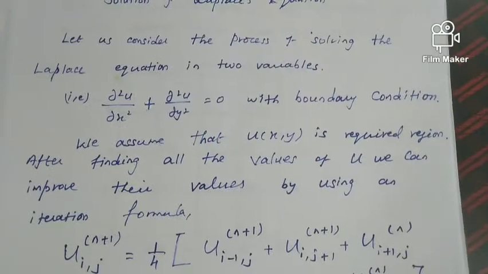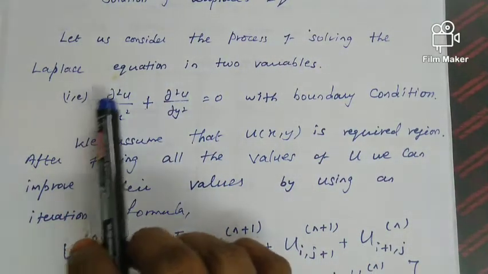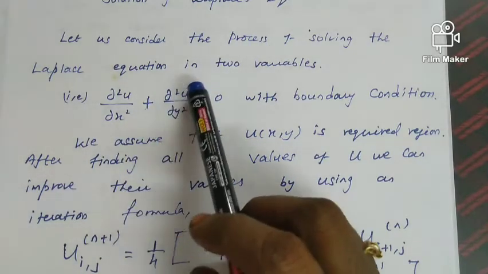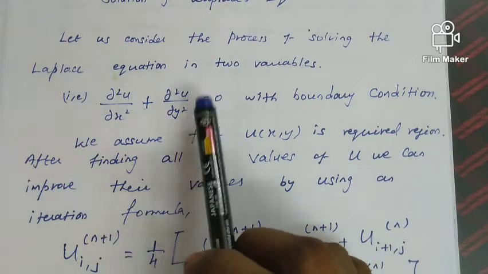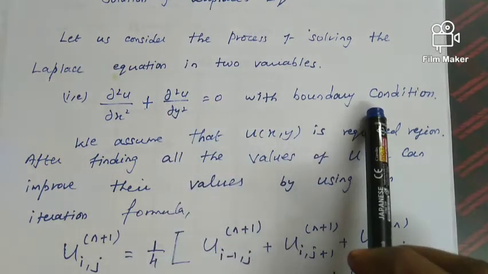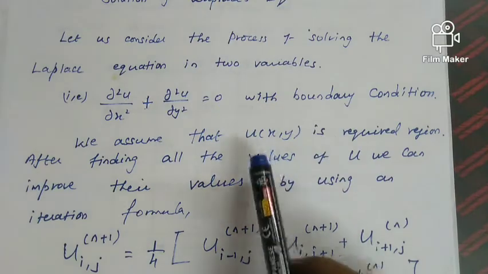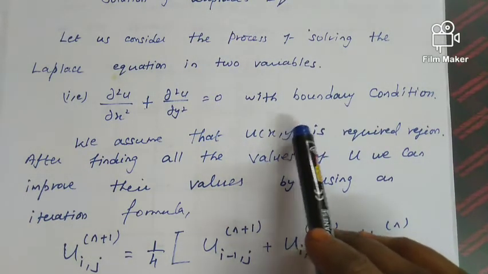So how we are going to do the problem: the Laplace equation in two variables, ∂²u/∂x² + ∂²u/∂y². Instead of writing like this, it can be written as ∇²u = 0 with boundary condition, which will be given in the question. So what is our aim? Our aim is to find the value of u. This u(x, y) is the required value.